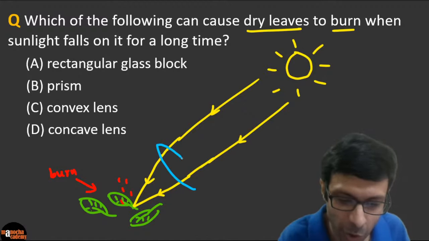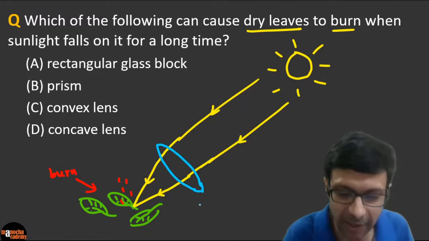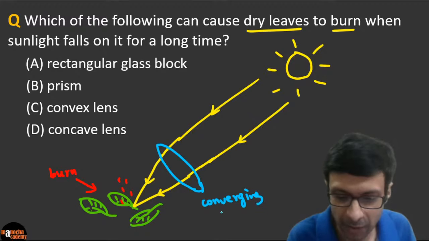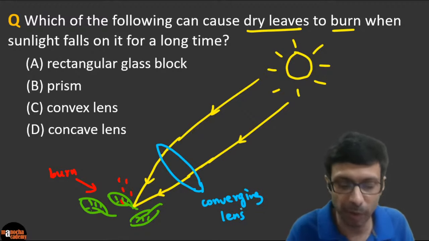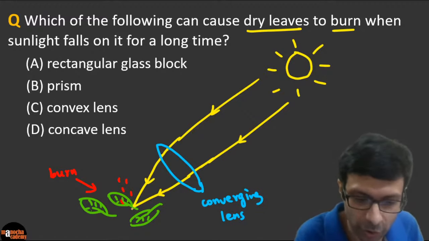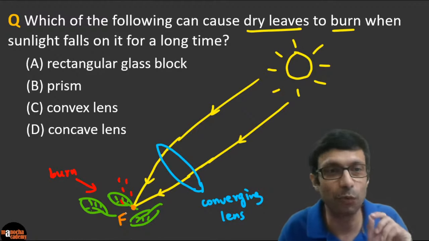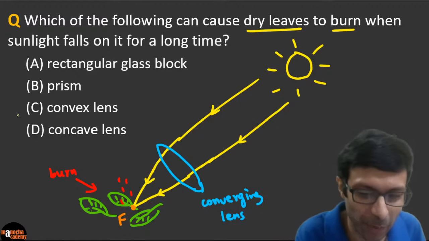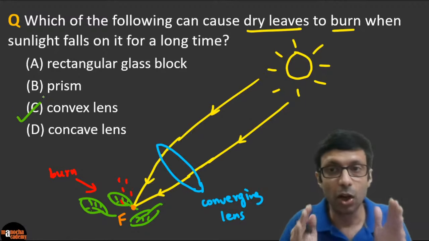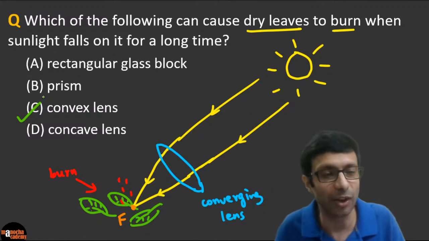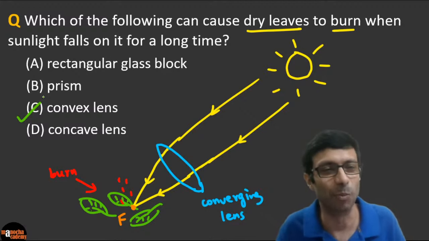Fantastic, guys, because a convex lens is a converging lens, right? It is a converging lens. And it converges the parallel beam to this point. This point is called the focus, right? It converges the parallel beam of light to the focus of the lens. Okay, excellent. So the correct answer here is, you can use a convex lens to focus the sunlight onto the leaves, and then the temperature will increase, right? And this will cause the leaves to burn.